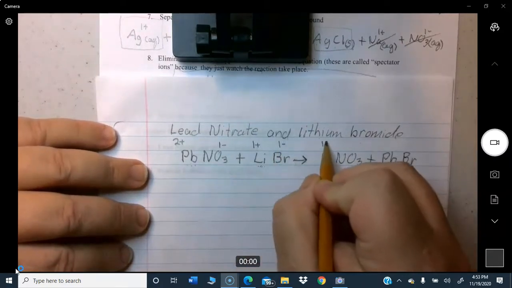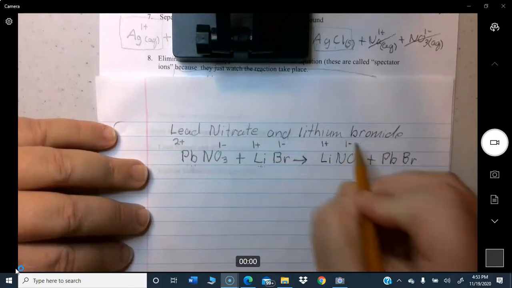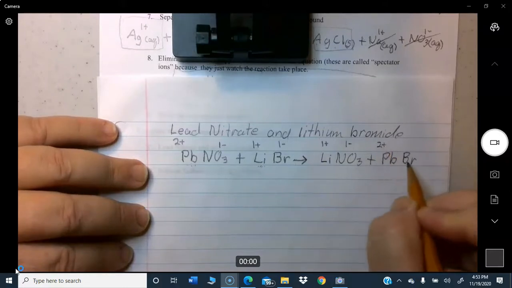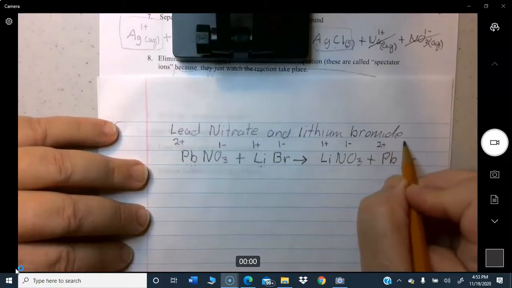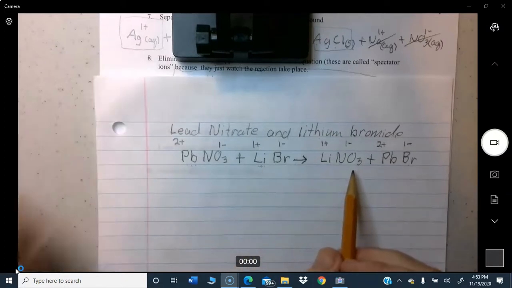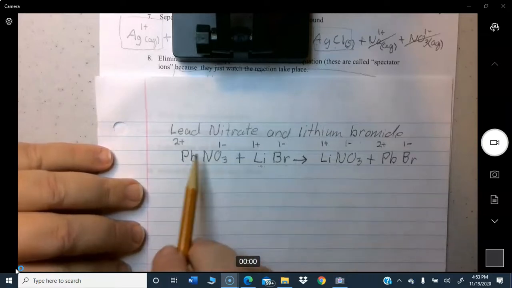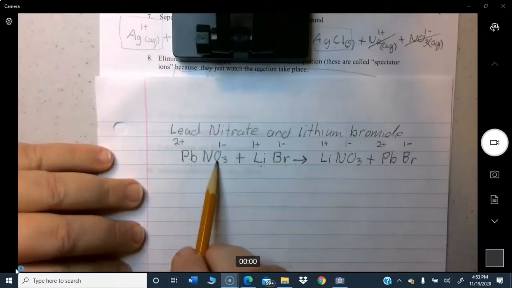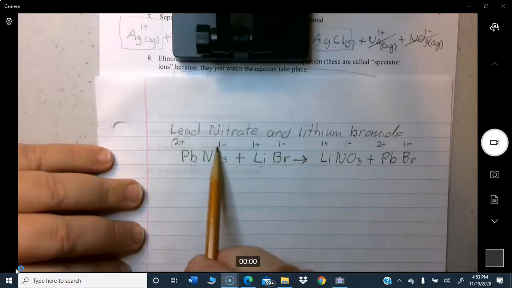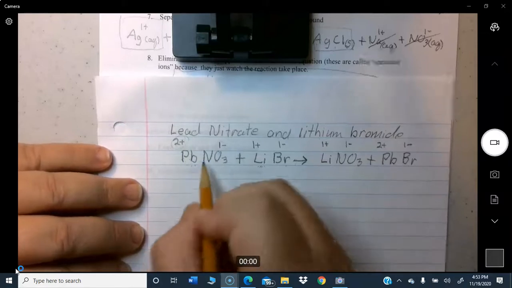Lithium here is 1 plus. Nitrate is 1 minus. Lead is 2 plus. And bromine is 1 minus. Okay, so lithium bromide and lithium nitrate are both charge balanced. We need to charge balance the lead 2 and the nitrate. So this gives off 2 electrons. This can only catch 1, so you need 2 of these. So the way we write that is like this.